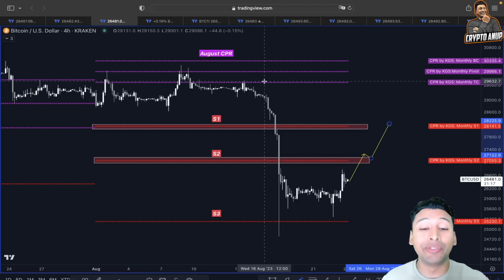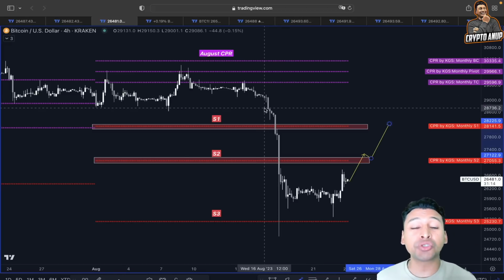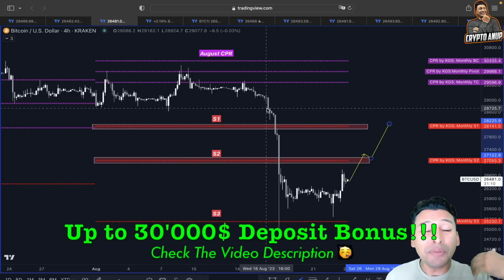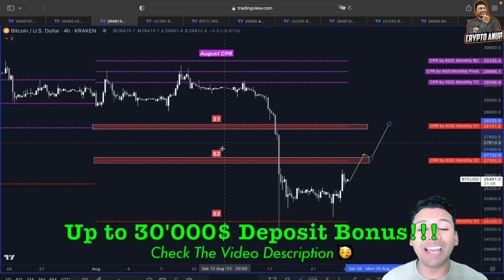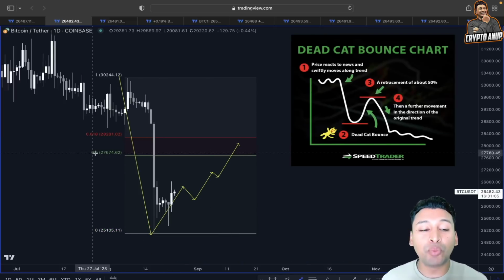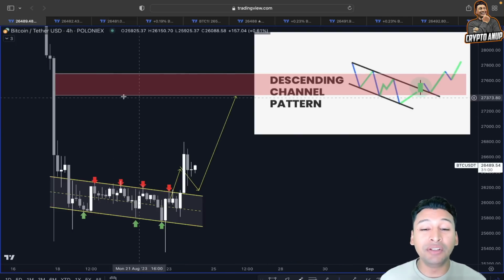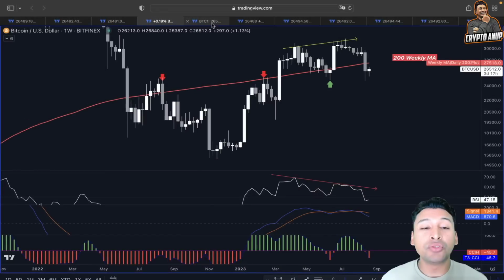But if we flip this 27,000 into proper support, then even the 28,000, the S1 line, will be on the line. So that's why guys, in the medium short term, the price of Bitcoin does look like it could be getting attracted. It could be showing further impulsiveness in between this S1 S2 line, in between this 0.5 0.618 line, or even this descending channel pattern before choosing a trend duration.